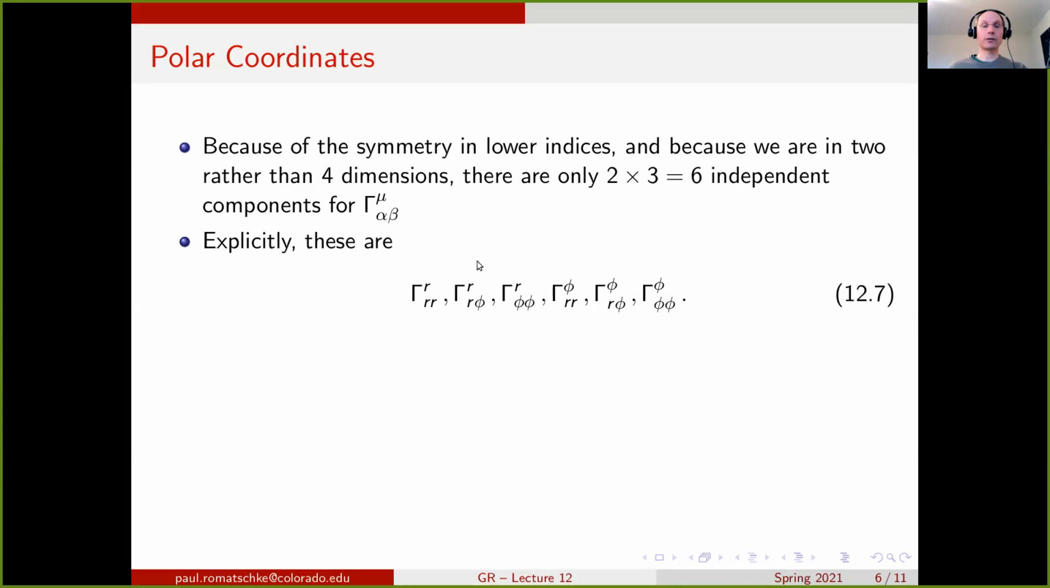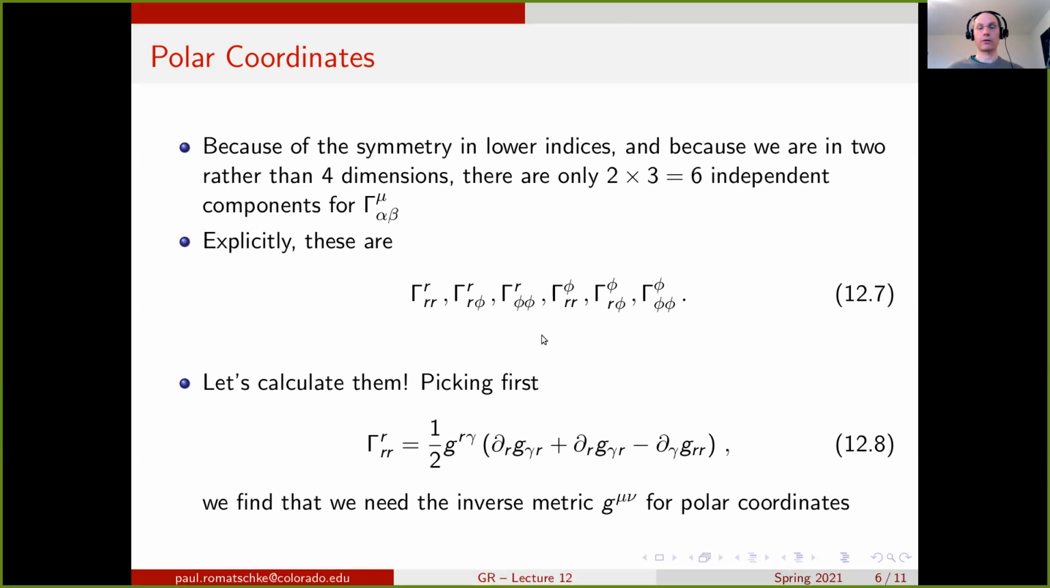Explicitly, we can write these out. So we have gamma r, 3 of them, with RR, R phi, and phi phi in the lower indices. And then we have 3 with a phi upstairs, and these are RR, R phi, and phi phi, again, in the lower indices. Let's go and calculate them. Let's first pick gamma RRR.